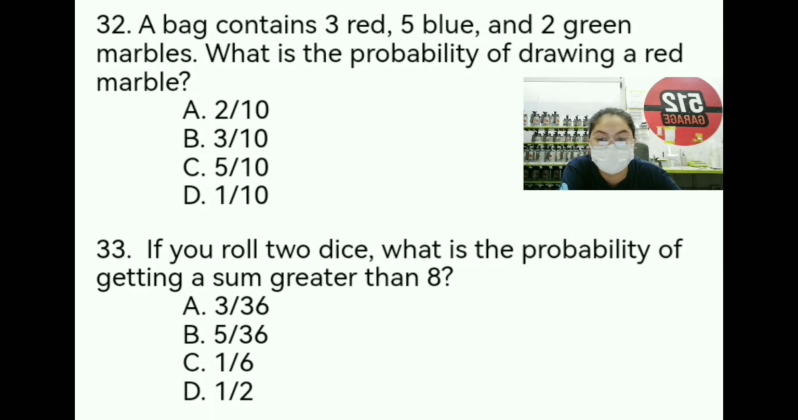And letter C, 1 over 6, this is incorrect. This is too small and does not represent the actual probability. And for letter D, 1/2, this is also incorrect. This would imply an equal chance of getting a sum greater than 8 and not greater than 8, which is not true. Okay, so the final answer is 5 over 18. There are 10 favorable outcomes where the sum is greater than 8 out of 36 possible outcomes. Simplifying, 10 over 36 gives 5 over 18.